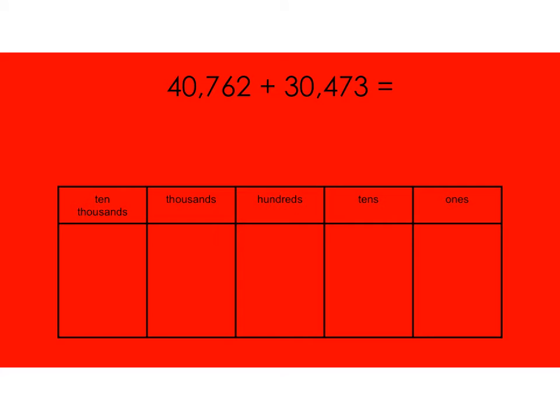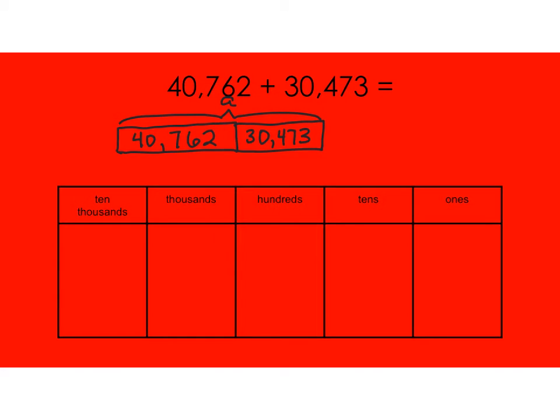Okay, here we have an addition problem, which is a little bit larger, but it's still a part, a part, and we want the whole thing together. So let's first draw our tape diagram for this problem. We have 40,762 part and 30,473 part, and we want the whole thing. Okay, our answer up there.